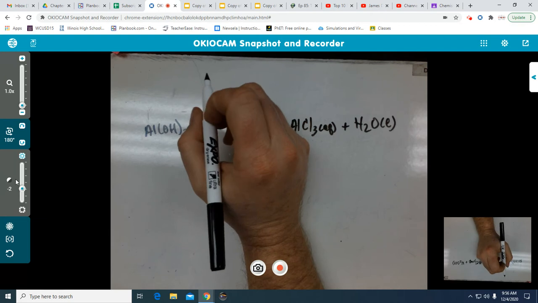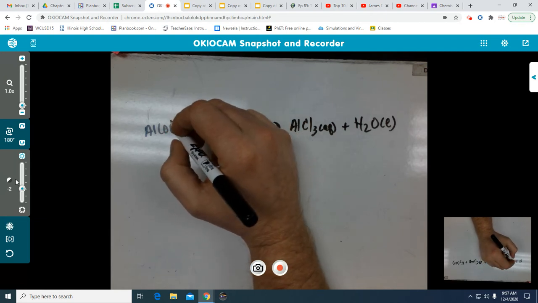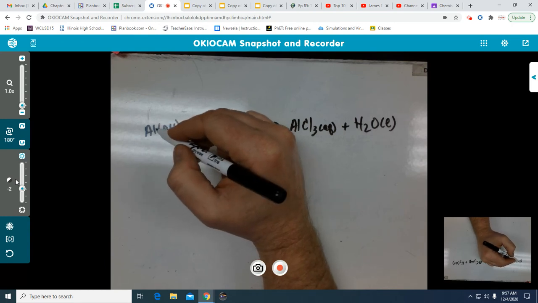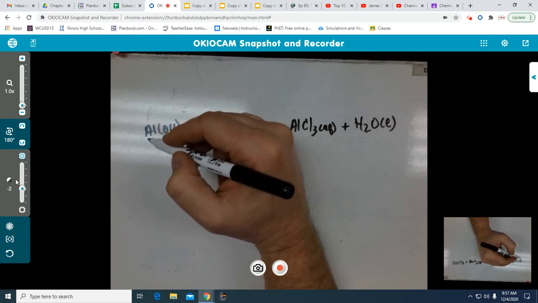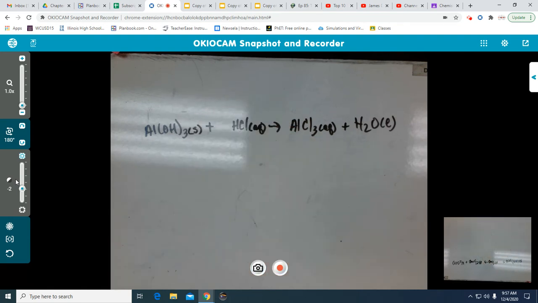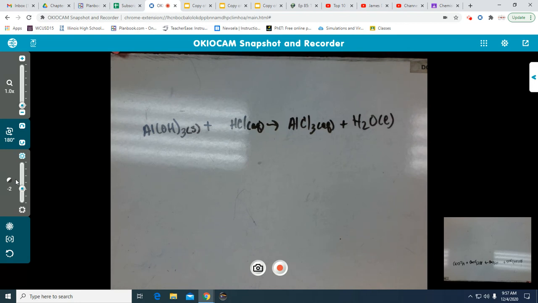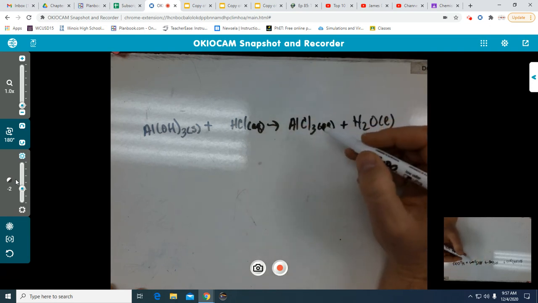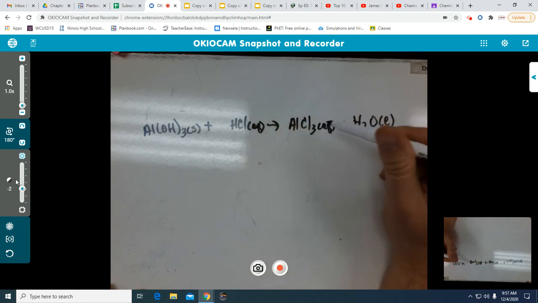Aluminum hydroxide, again, we mentioned in the previous example that hydroxides are typically non-soluble unless they're bonded with an exception to that rule. Aluminum is not that exception. So it actually is a solid. Hydrochloric acid is aqueous, as we said. Aluminum chloride, it's a soluble ionic substance based off our rules where we need them. And then we have H2O, which is a liquid.